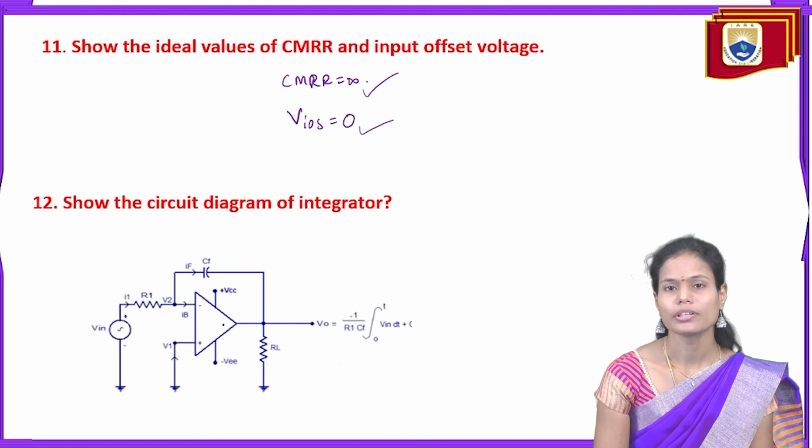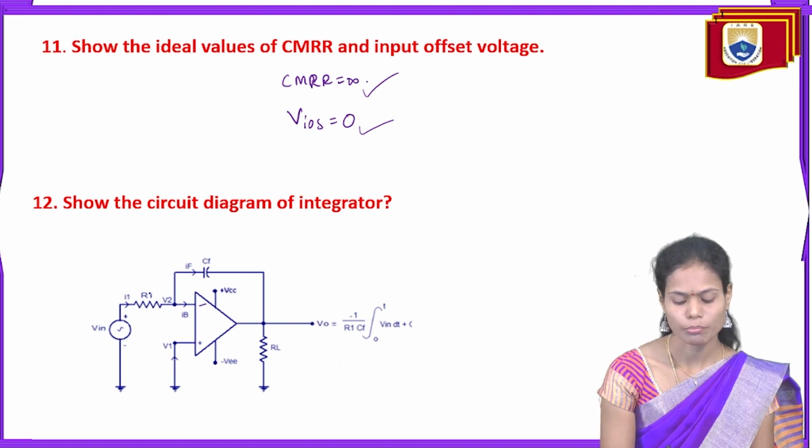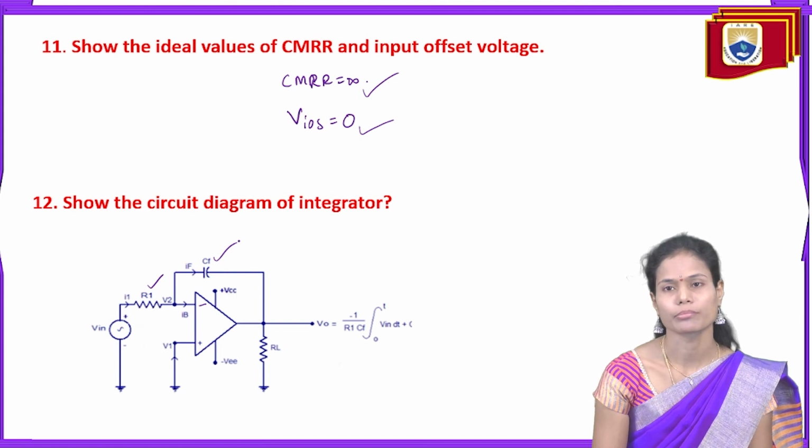So to draw the integrator circuit, for the inverting terminal we are providing the resistance R1, and in the feedback we are providing the capacitance C1. So the output we will get is minus 1 by R1 C times the integral of the applied input signal. So this is the circuit of the integrator.